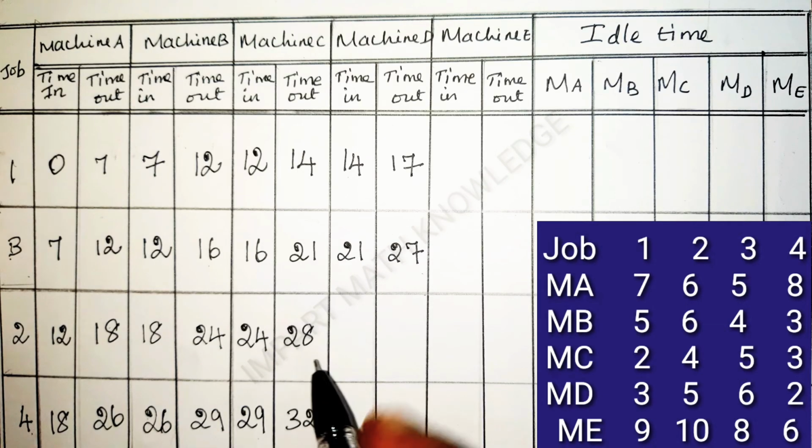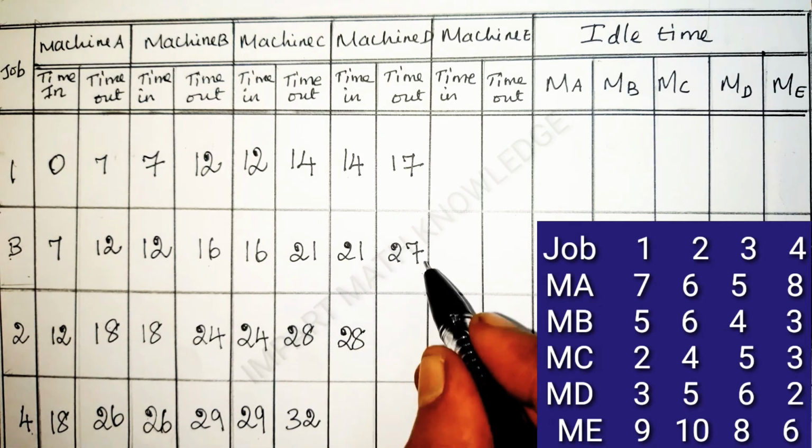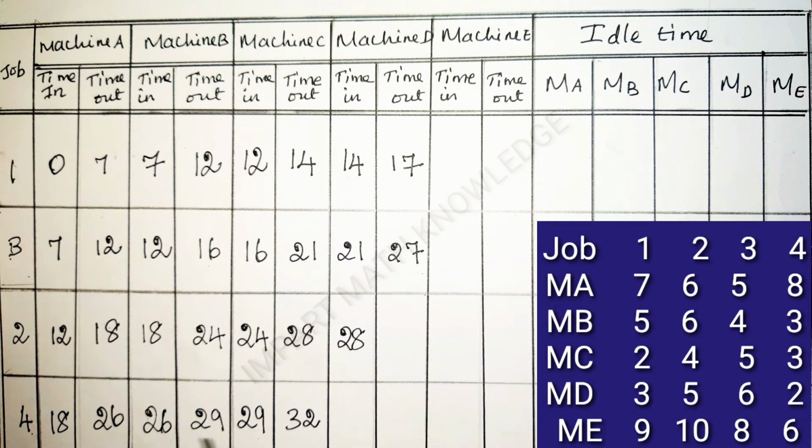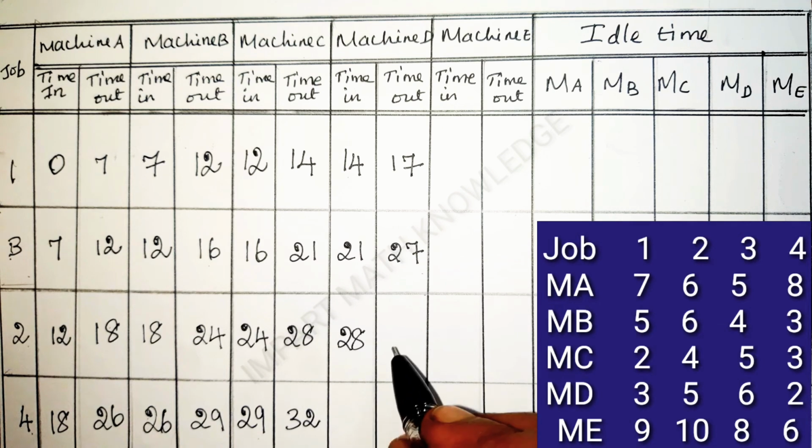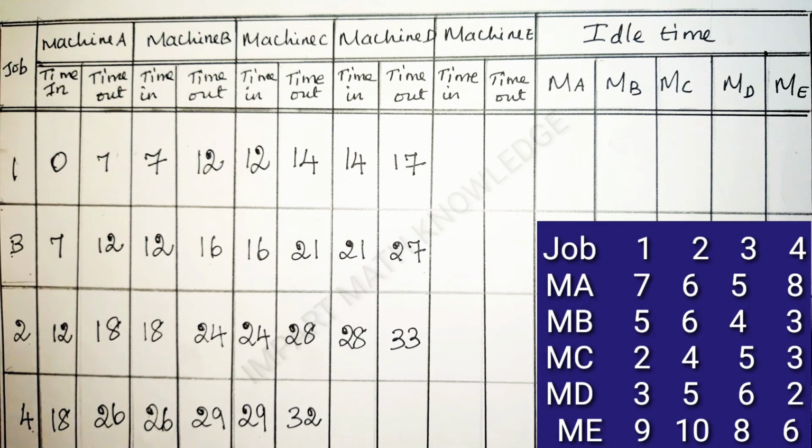For job 2, time in is 28 because 27 is not possible. The processing time for job 2 on machine D is 5. So 28 plus 5 is equal to 33. And for job 4, time in is 33.